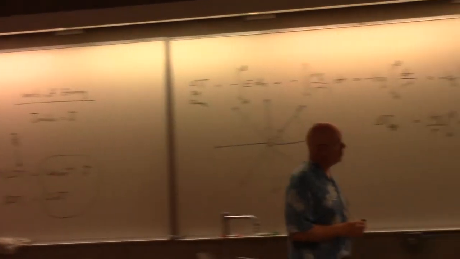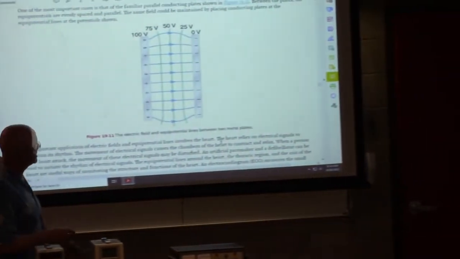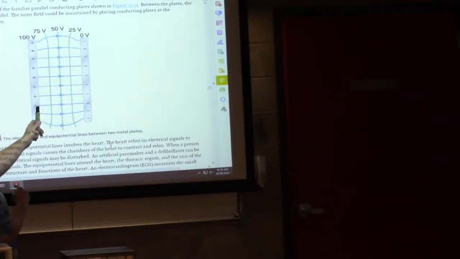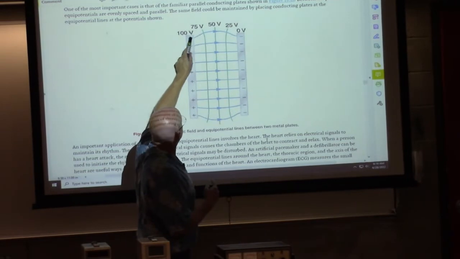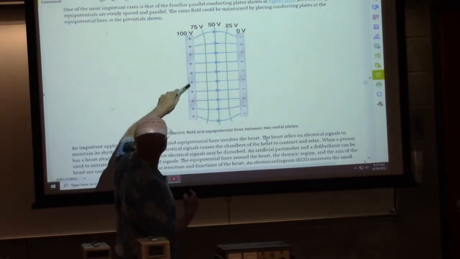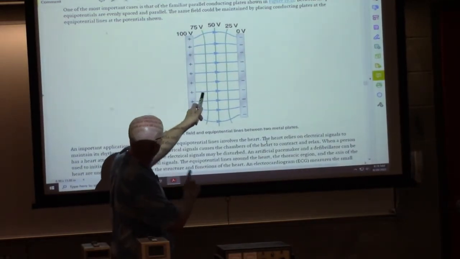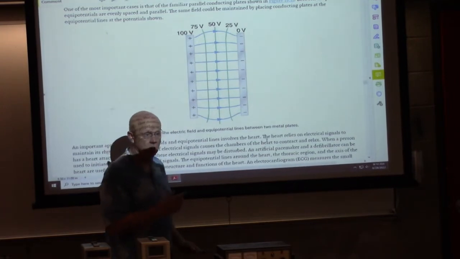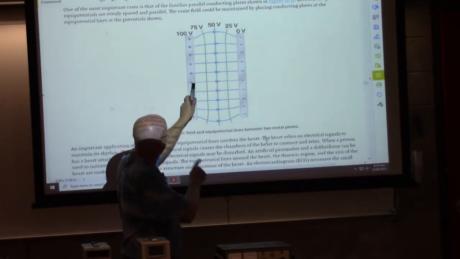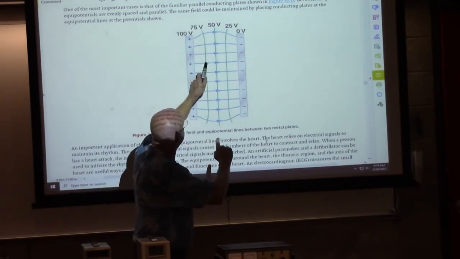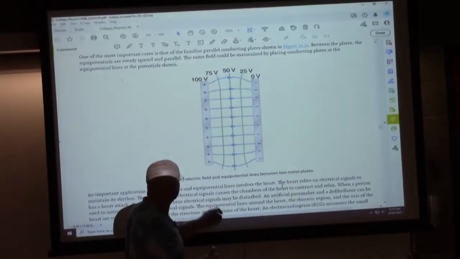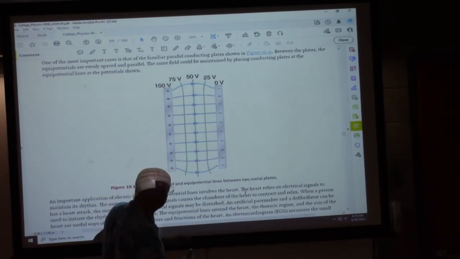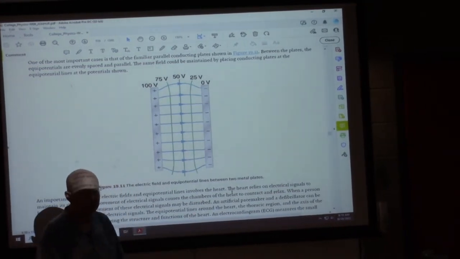And so if I come over here and start at plate A and move a little distance, it looks like that would be a change of 25 volts, because they're saying this is at 100 volts and we move over to 75 volts. So that would be a change of 25. But if you did that same distance anywhere from plate A, it's still the same change. And so everywhere along this line is 75.